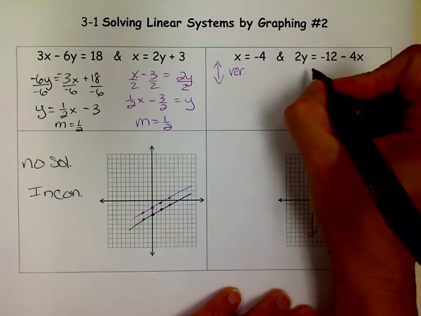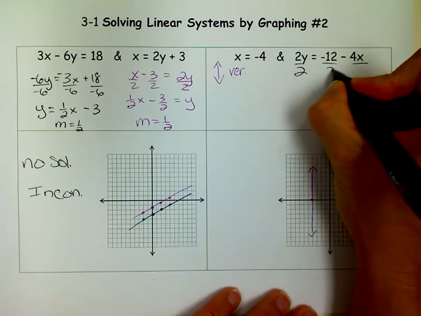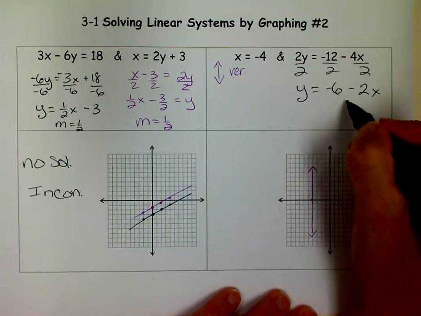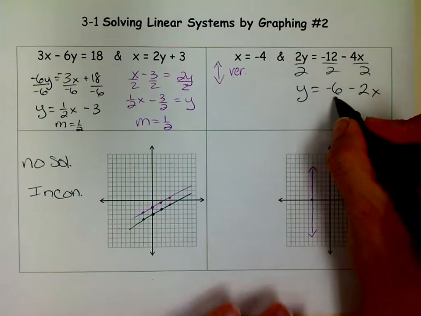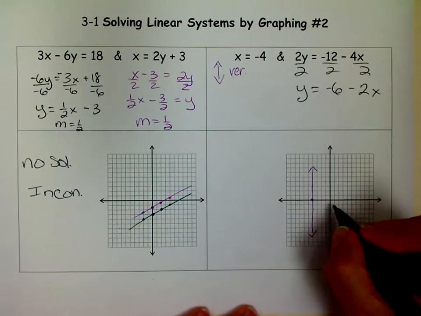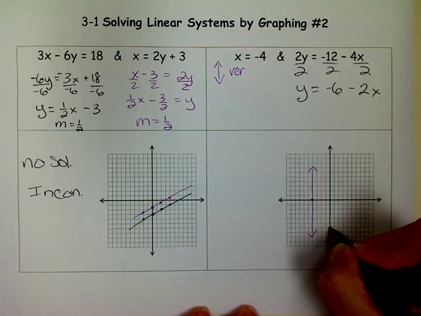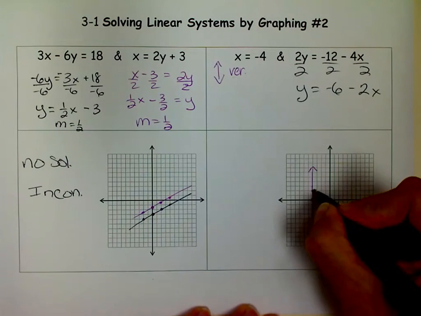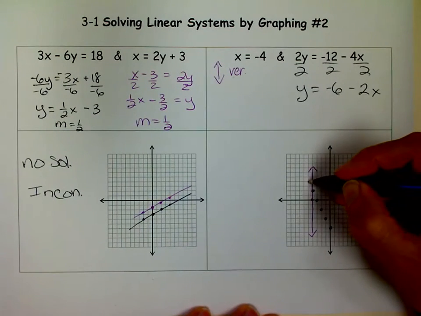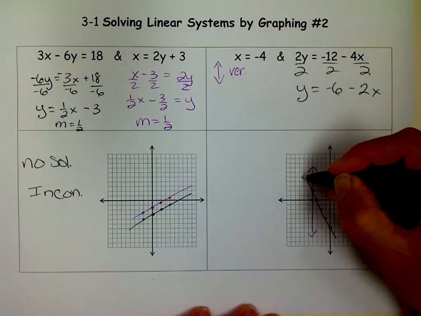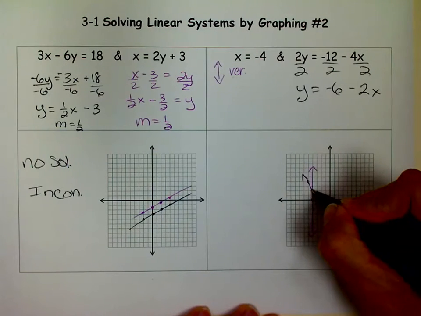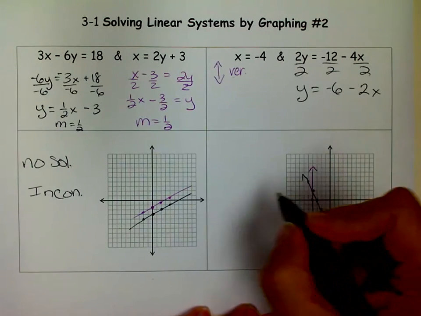To graph this one, let's get it in slope-intercept form first. So we're going to divide by 2, and we get y equals -6 minus 2x. So our slope is -2, and our y-intercept is -6. So I'm going to go down 6, and then I'm going to go up 2, left 1, because my slope is negative, so I want it to go down from left to right. So right there is my solution. These are going to intersect at one spot, so we'll have one solution, and the solution is (-4, 2).